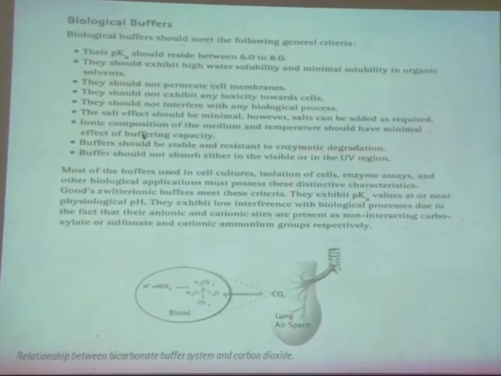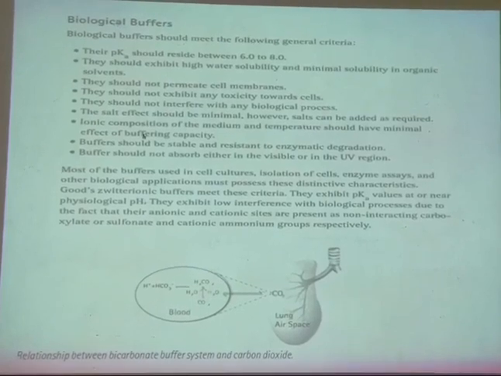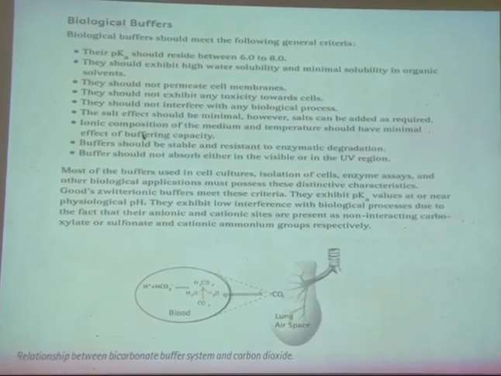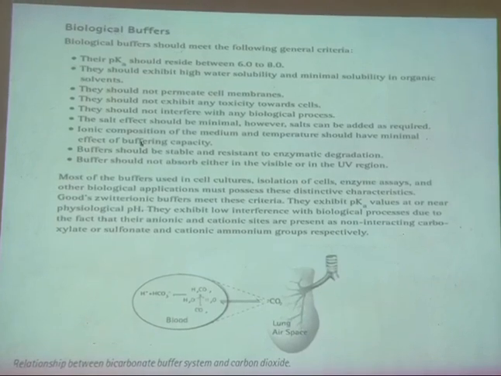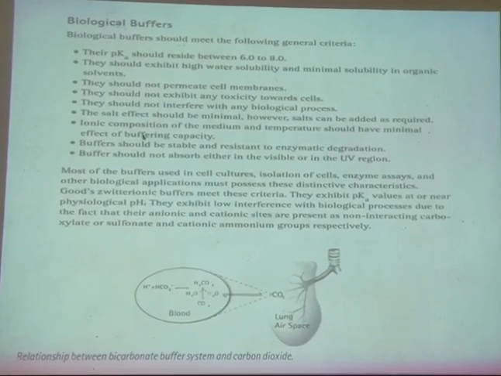So, what are the biological buffers? The biological buffers can be considered by general criteria such as: the pKa should reside between pH 6 to 8. They should exhibit high water solubility and minimal solubility in organic solvents such as methanol, ethanol, etc. They should not permeate the cell membrane. They should not exhibit any toxicity towards the cells, and they should not interfere with any biological process. The salt effect should be minimal for the salt we are using to prepare the buffer here.